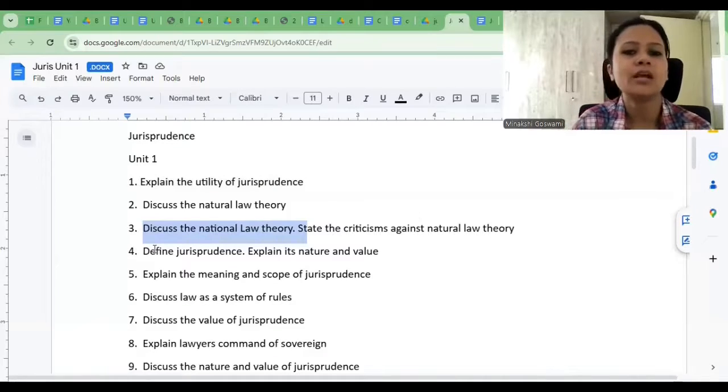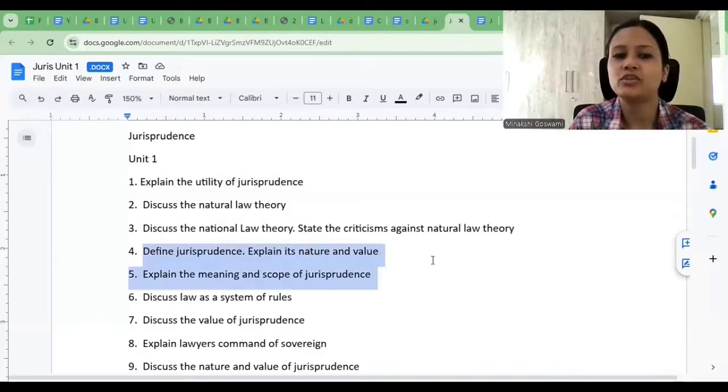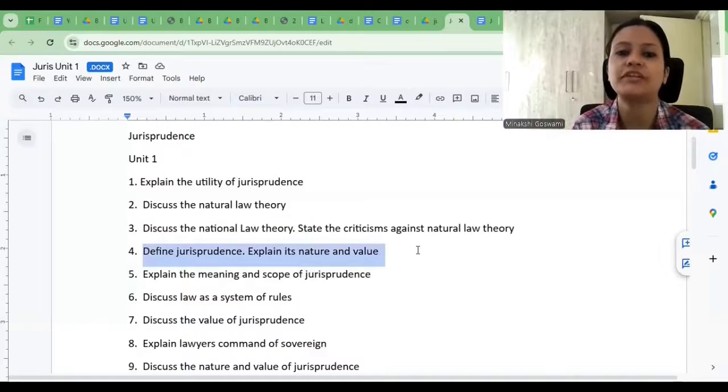Fourth, we have: define jurisprudence, explain its nature and value. Now, it's very important that you can read at least one or two definitions of jurisprudence.